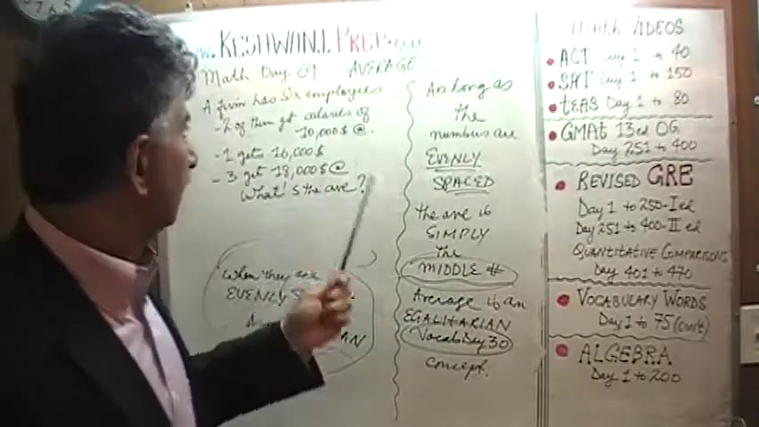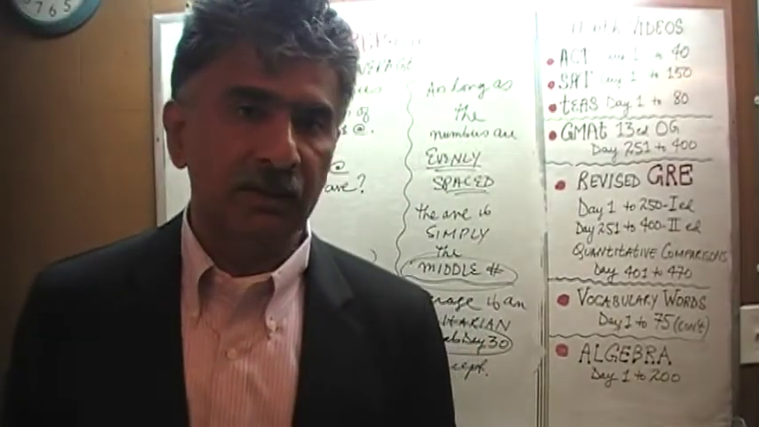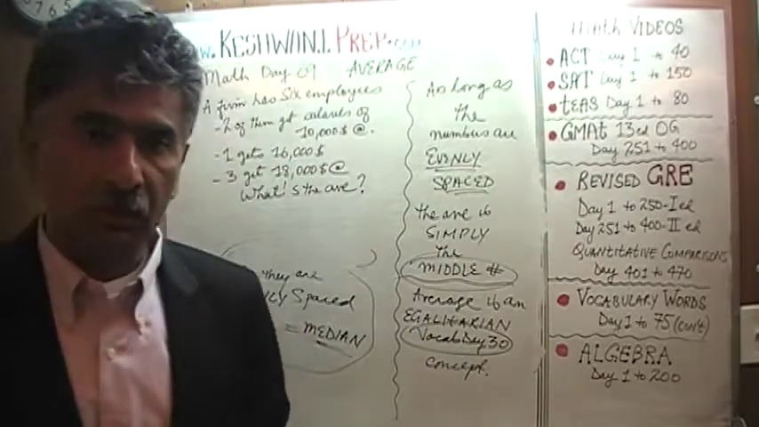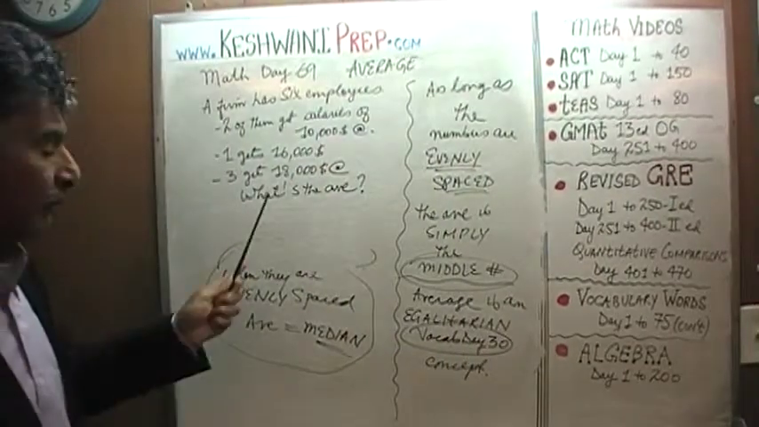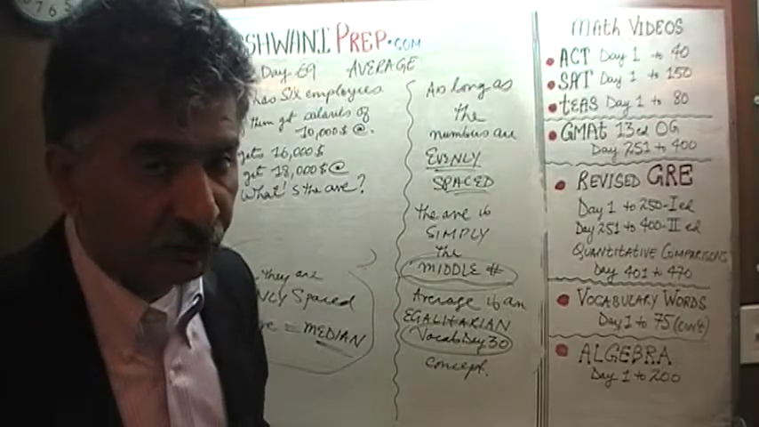Today is our lesson number 69. Two days ago, day before yesterday, we began the topic of average. Today we're going to continue with that topic. Here's the problem on the blackboard. I would like you to do the problem yourself. Make sure you do the problem yourself first before you continue watching.